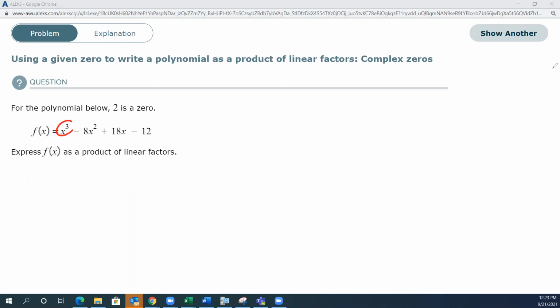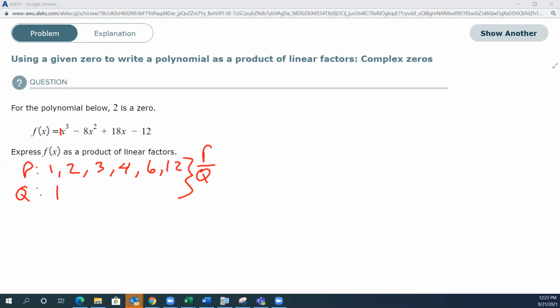Because if the highest power of the variable was 2, we could go straight to the quadratic formula, but it's not. So, our p's are going to be 1, 2, 3, 4, 6, 12, all the numbers that divide into 12. That's a few. And our q's, well, the coefficient of our leading term is just 1. So just 1. That's nice. Well, that kind of makes up for it.